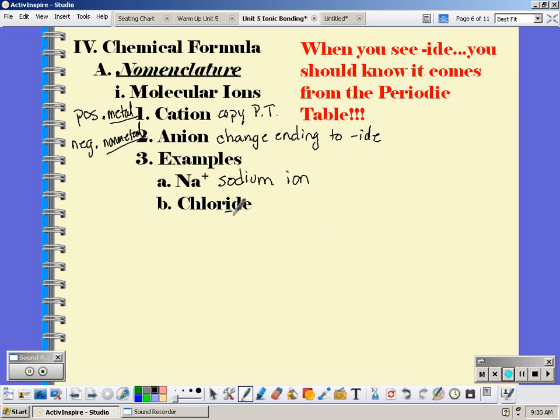Chloride, IDE is telling me it comes off the periodic table, so it's the element chlorine. The IDE also tells me that it's a negative charged ion. So chlorine in group 17 forms a -1. Now you could write that as Cl1-, or because it's a charge of 1, you could just write minus.